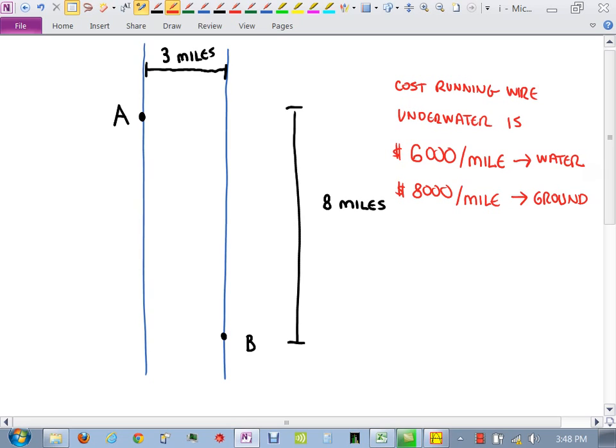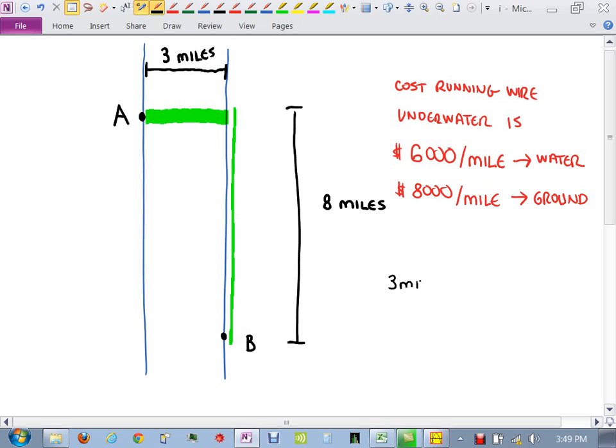What's the question that we're going to ask then? What's the cheapest way to run a wire from A to B, to connect the two? So let's just consider some possibilities here. I could just go straight across, right? And then straight down. That's one scenario, isn't it? If I do that, I'm going to go how many miles underwater? 3. And I'm going to go how many miles down on the ground? 8 miles.